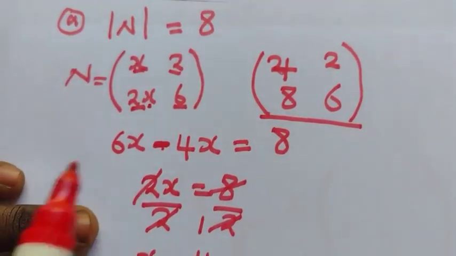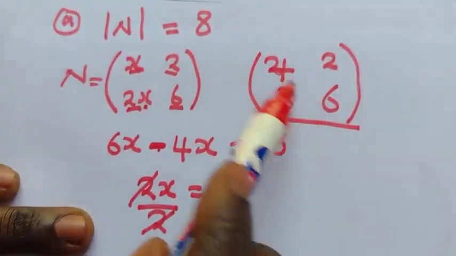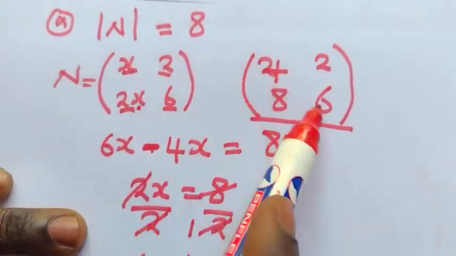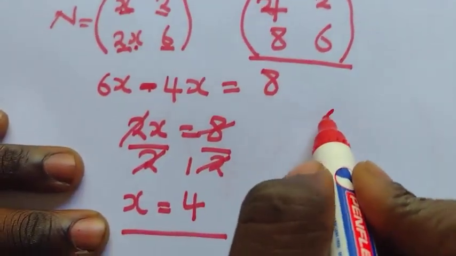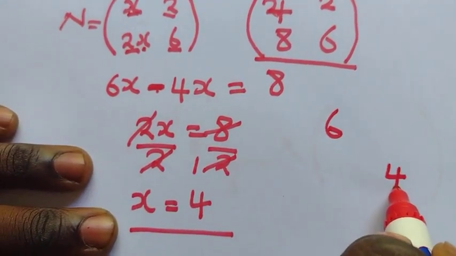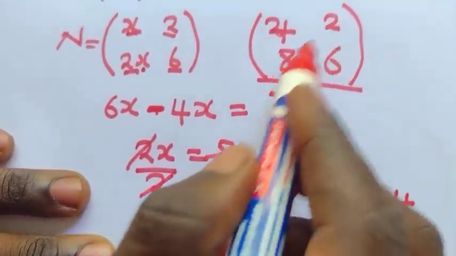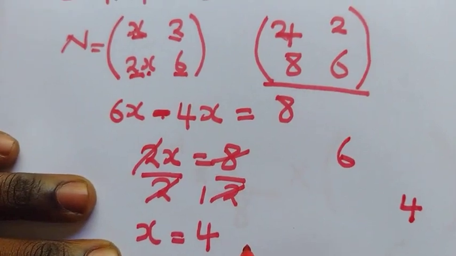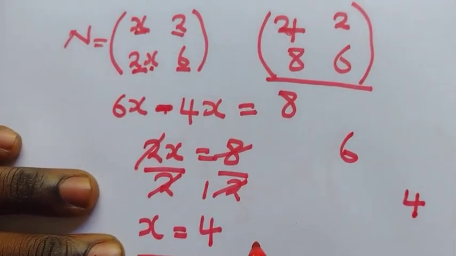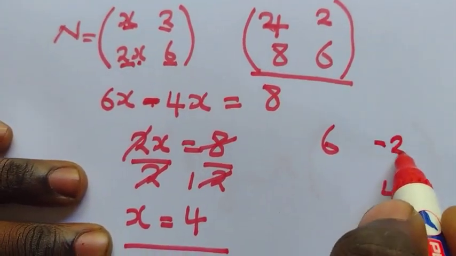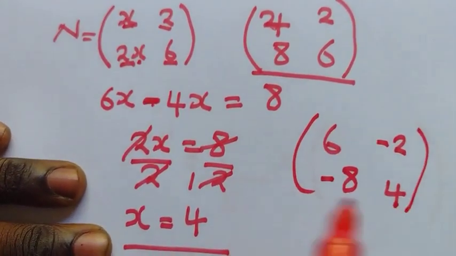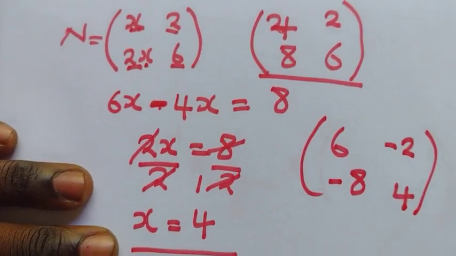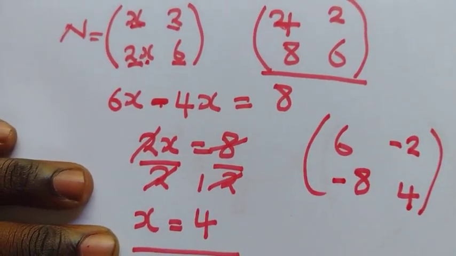So when you're finding the adjoint of the matrix, you have to interchange the major diagonal elements. So the 6 will be here, then the 4 will be down here. Then what happens to the minor diagonal elements? We put the sign. What sign? A negative sign. So this will be a negative 2 and this will be a negative 8. This is the adjoint of the matrix. I do hope that is clear.